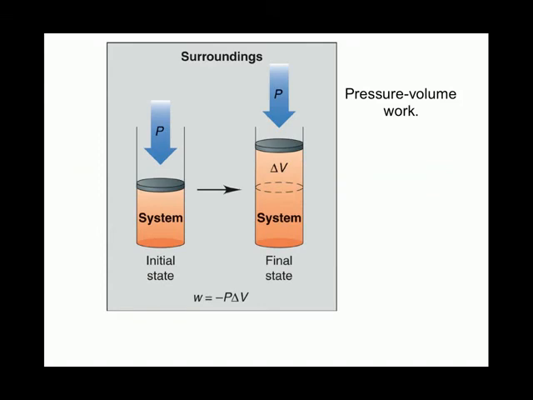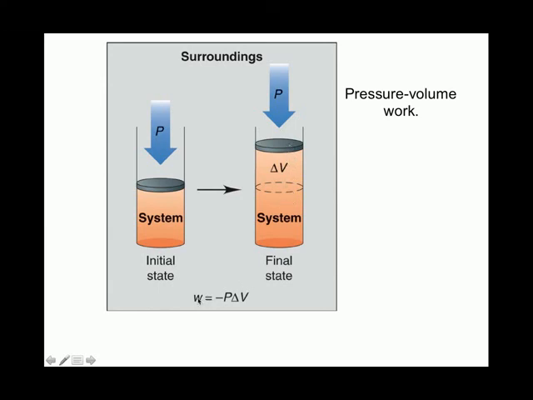All right, let's take a look and see about work. So here on the left, we have a system occupying a particular volume. This is its initial state, and it's under constant pressure. The pressure here is really just due to the air. It says the pressure of the surroundings. And then a reaction happens, and the system increases in volume. So the system must be doing some work in order to make the volume get larger.